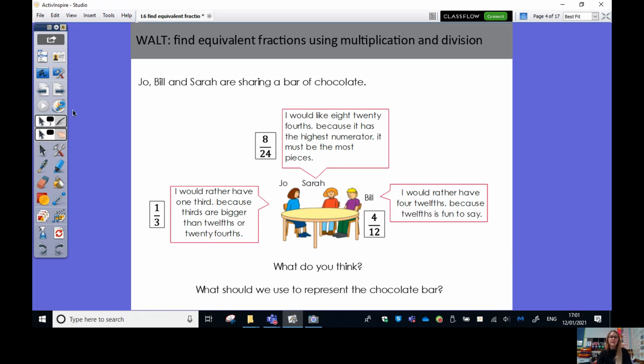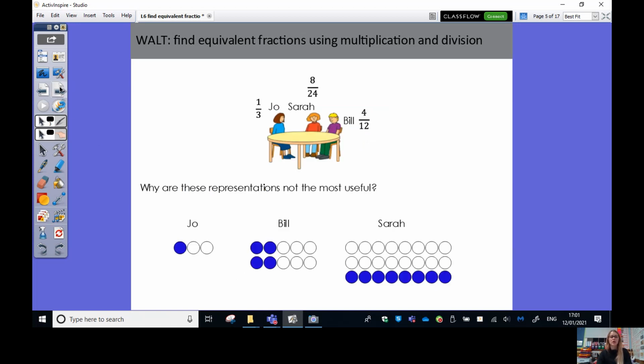Great, okay, so hopefully you've had a little bit of a think about that. Let's have a look. So hopefully you've thought about a way that we could represent this to prove it, thinking about our fractions and equivalent fractions we've been looking at over the last few lessons. Why do you think these representations on your screen are not the most useful? So this is Joe's 1/3, 8/24 and 4 12ths.